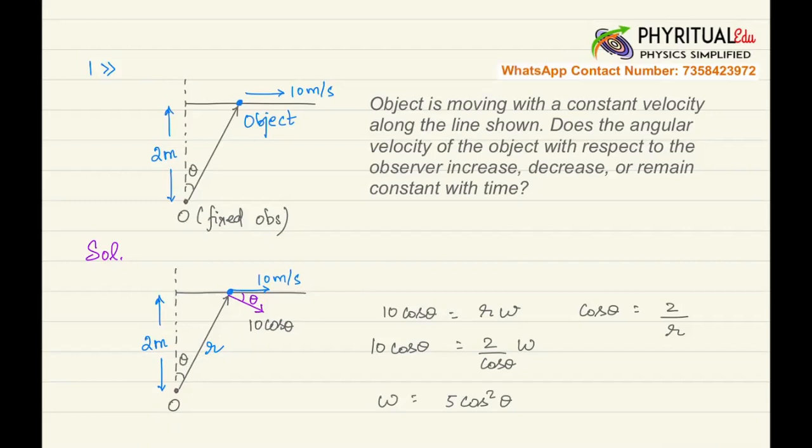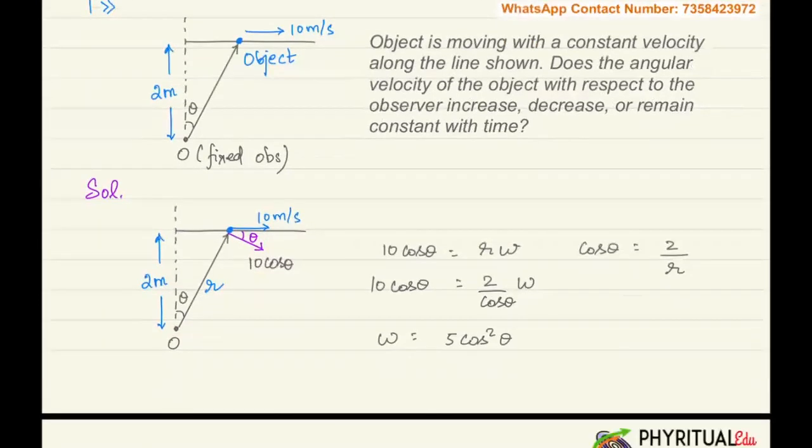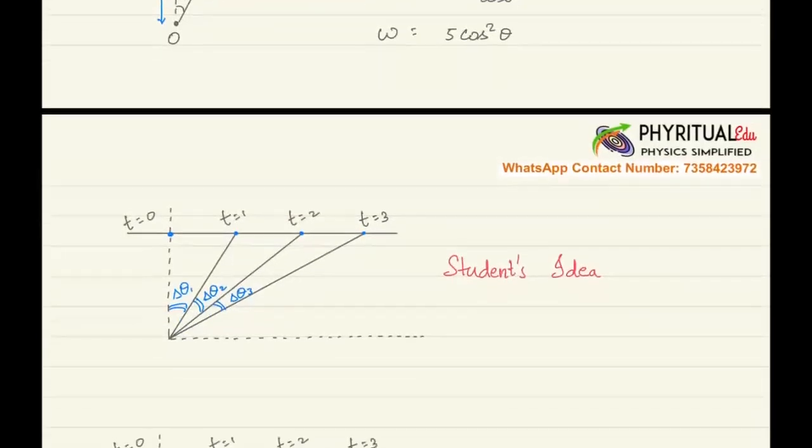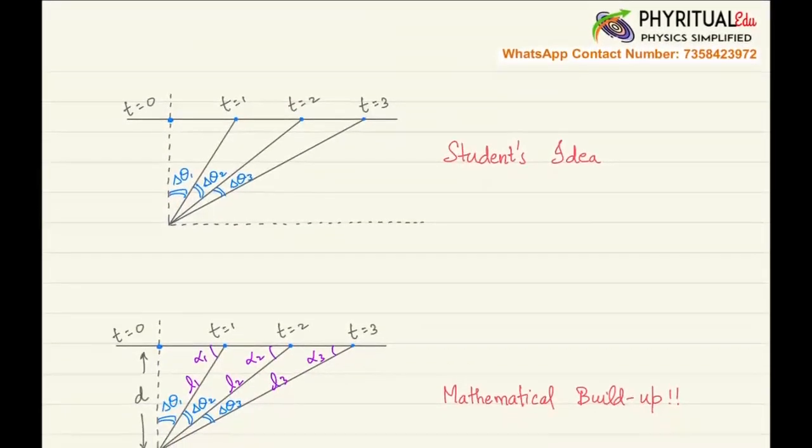Okay, so this is the regular way of approach. Now let me also tell you the idea which the student got, and how that student's idea was a very nice way of looking at this particular scenario. The idea is, you wait for every 1 second. Every 1 second this object will keep on covering 10 meters.